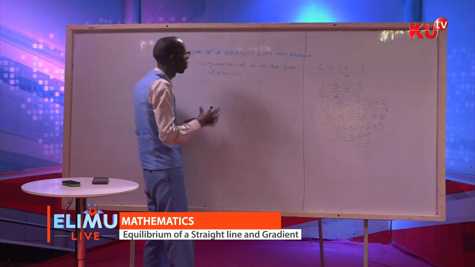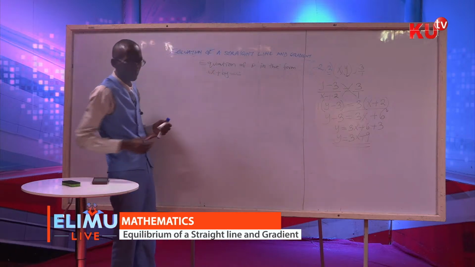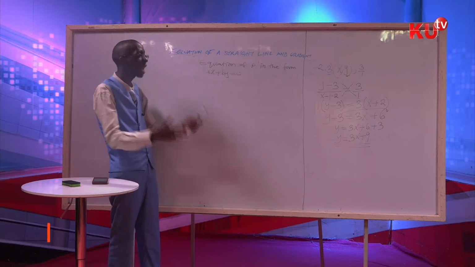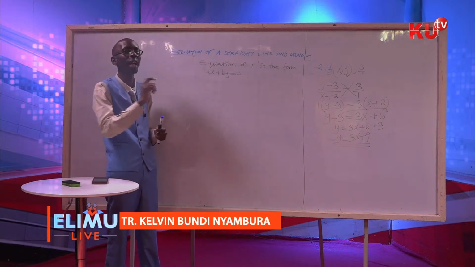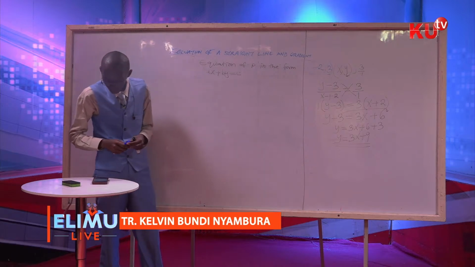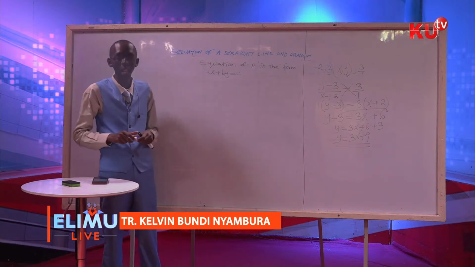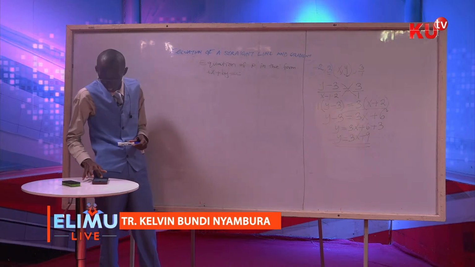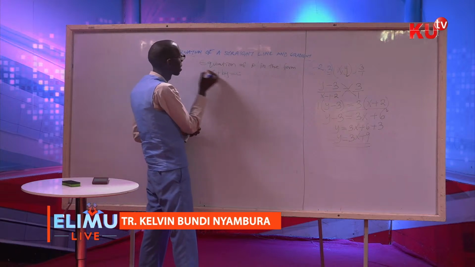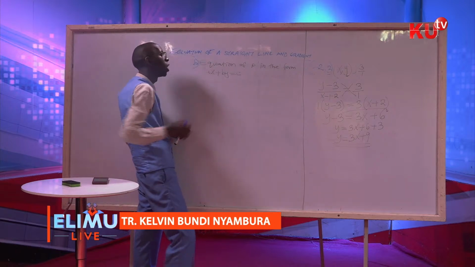We call this double intercept form. Sometimes in the exam you'll be told, write your equation in the double intercept form. This is the form ax plus by is equal to c, where a, b, and c are constants. This is question number B.